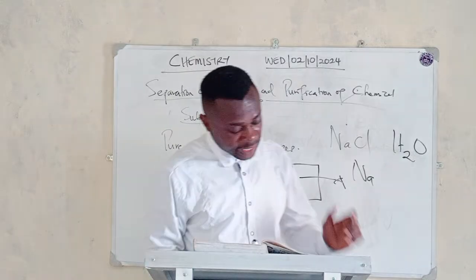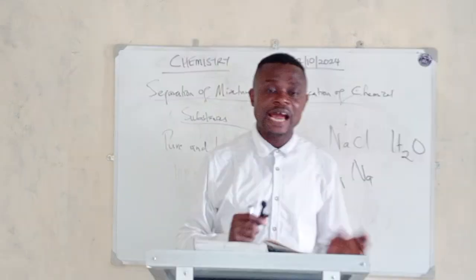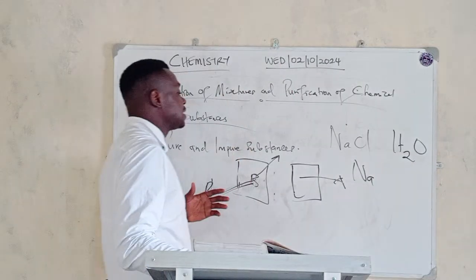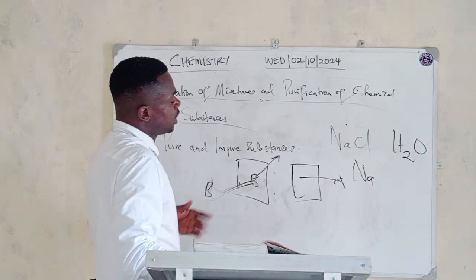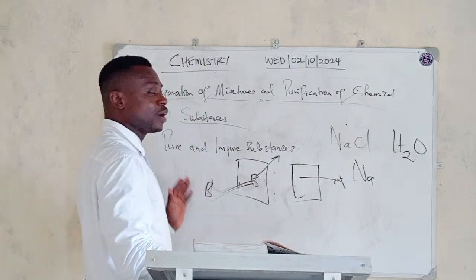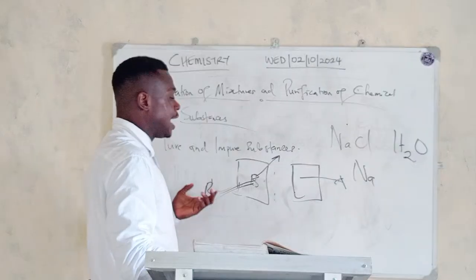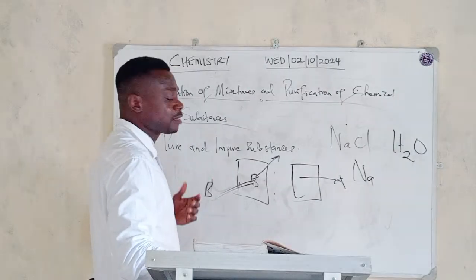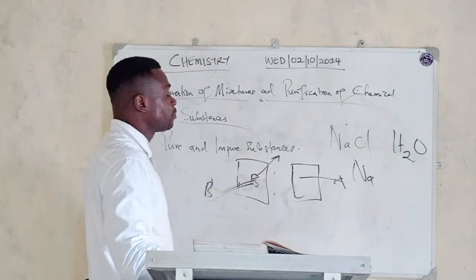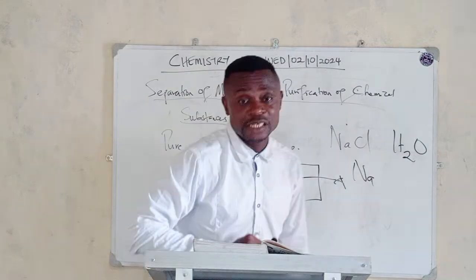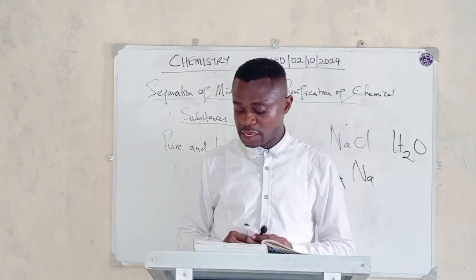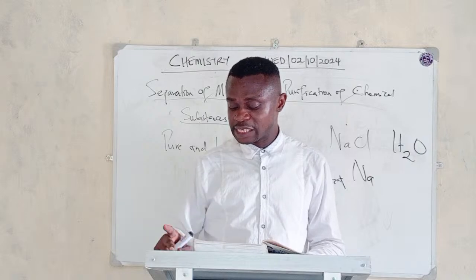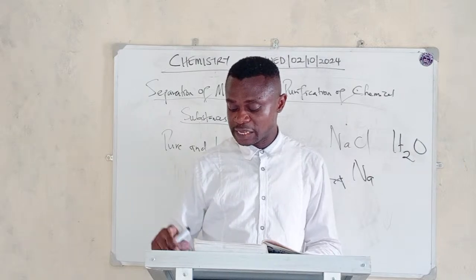So with this now, I've explained pure substances and impure substances. I gave examples, then distinguished between pure and impure substances. Then I also talked about boiling point and melting point as criteria for test of purity of what? Substances.